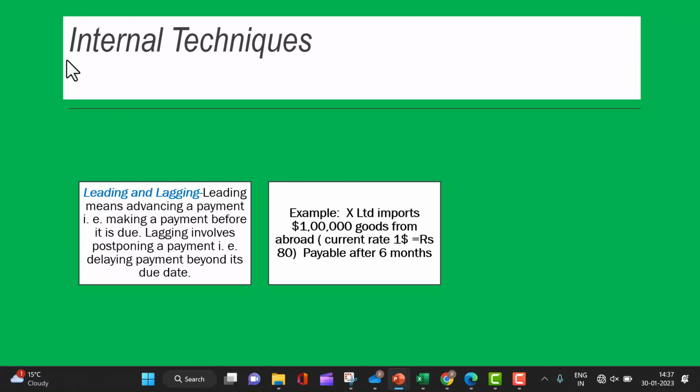This, then it may work. Okay, let's understand an example. Suppose X Limited imports 1 lakh goods from abroad, and the current rate is 3 rupees 80. Okay, and payment is after 6 months.